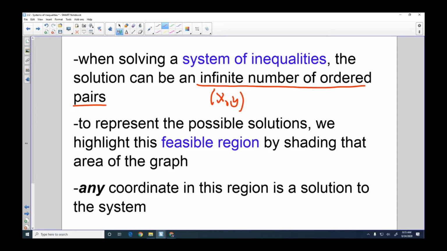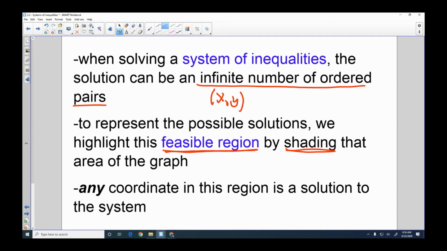To represent where all those X and Y combinations are, we highlight this area and we call it a feasible region, which we're just going to shade in with our pen or pencil. We're going to shade in this area and say, hey, this is where all the answers are. All these ordered pairs in this part of my graph are where all the solutions are.